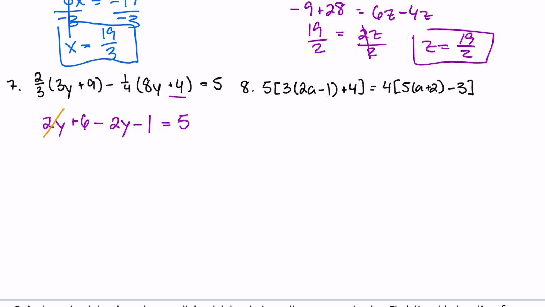So the 2y and the negative 2y will cancel out. And 6 minus 1 equals 5. So we get 5 equals 5. So when we end up in a situation like this, where we get a true statement, like a number equals the same number, or x equals x, something like that, that means that this statement is true for any value of y. So if y is 1, the statement is true. If y is 2, it's true.